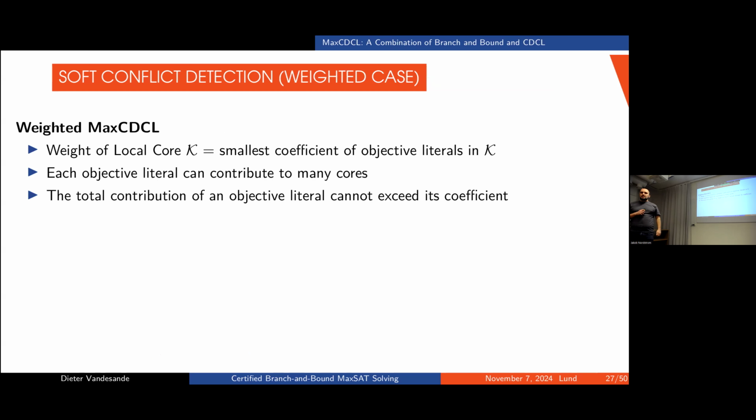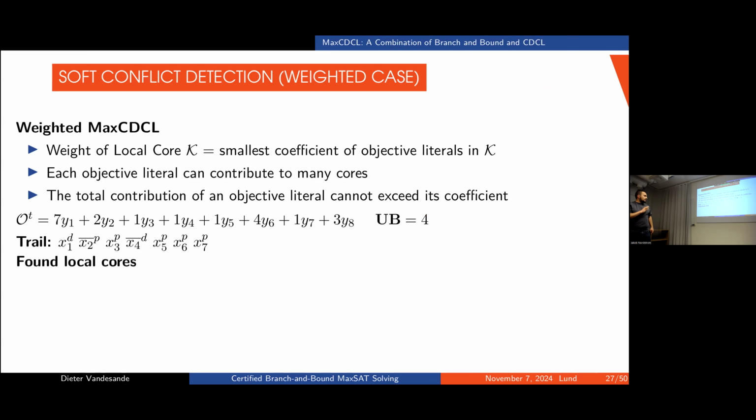In weighted MaxCDCL, this works a bit differently. Namely, every local core will get a weight, which is the smallest coefficient of the objective literals in the core. And every objective literal can now contribute to more cores as long as it doesn't exceed its coefficient. So let's quickly look at an example about this as well.